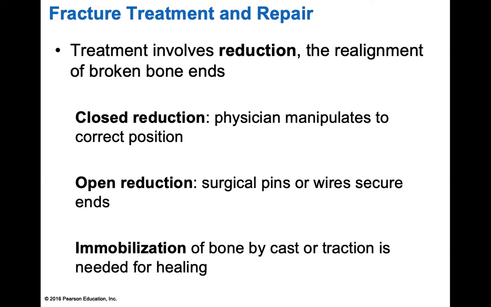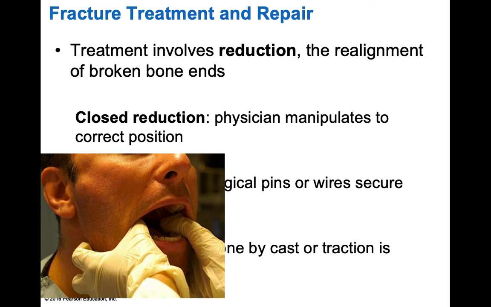Treatment involves reduction, the realignment of broken bone ends. In a closed reduction, the physician manipulates the bone into the correct position. In an open reduction, surgical pins or wires secure the ends. Then immobilization, this is the one we're used to, right? You get a hand, your arm is casted. So first you have to realign it. The physician will realign and make sure the bones line up.